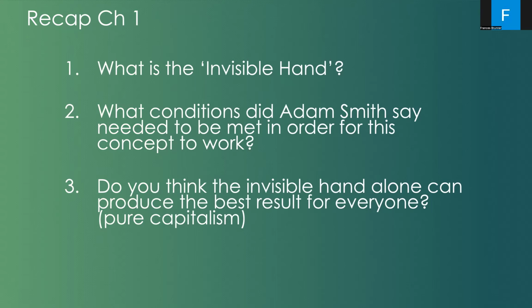Number 3, do you think the invisible hand alone can produce the best result for everyone? Pure capitalism. As we discussed, actually, I think that was chapter 2. Your specific answer would be outlined in your belief system and your specific opinion. Most economies are a mix of capitalism and socialism, since pure capitalism has not proven to cover all of society's basic needs. Mixed economics.